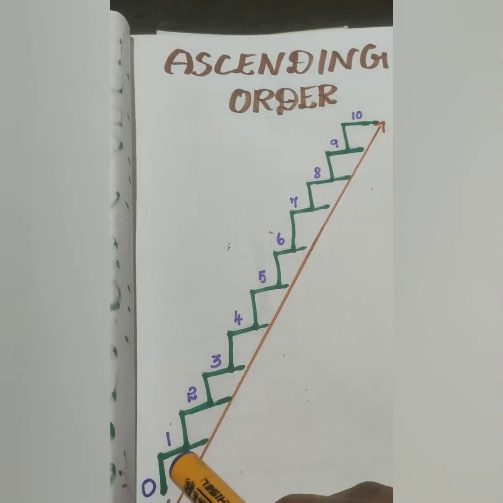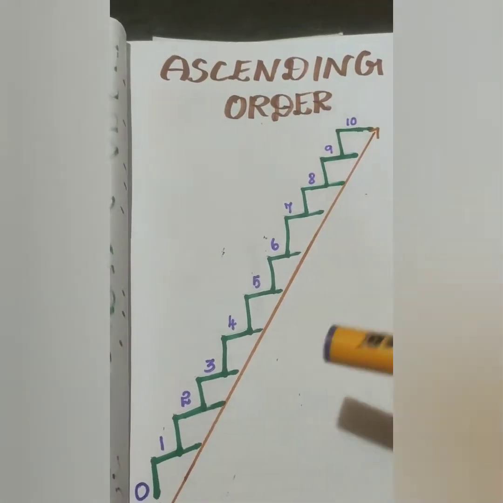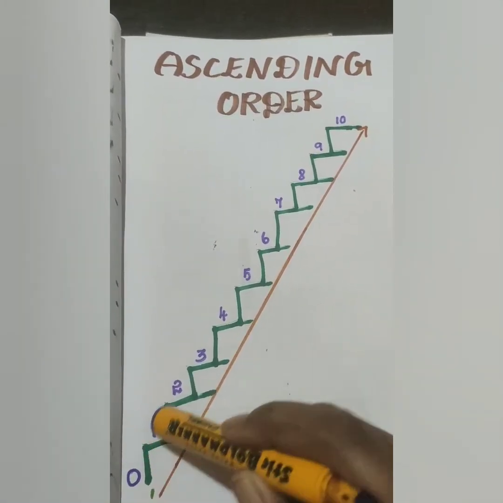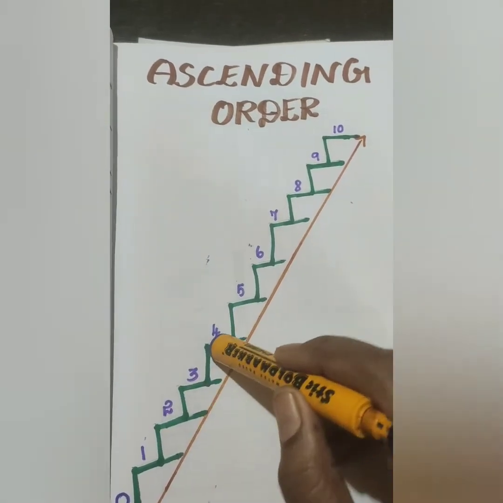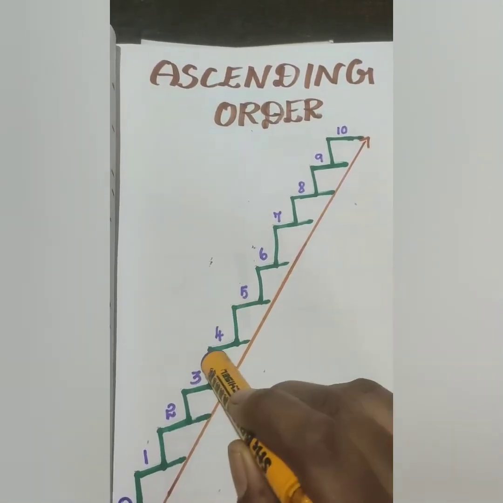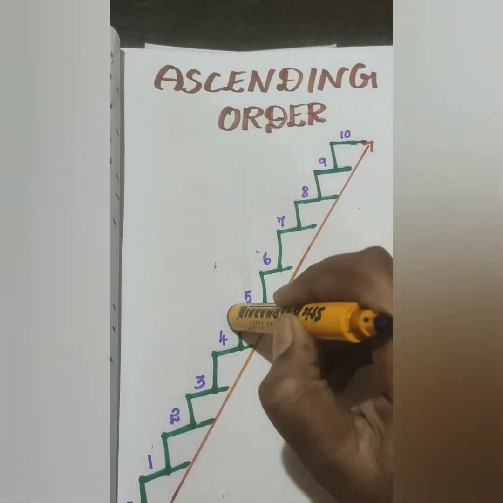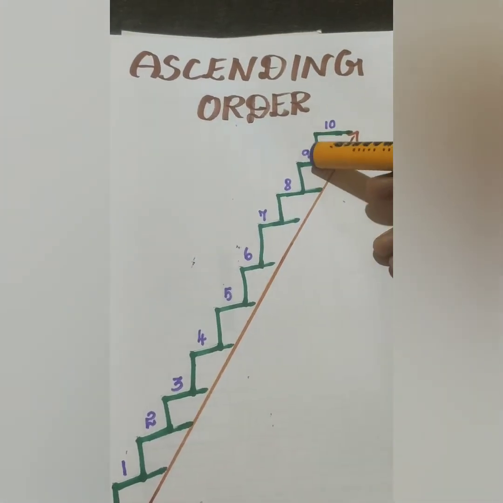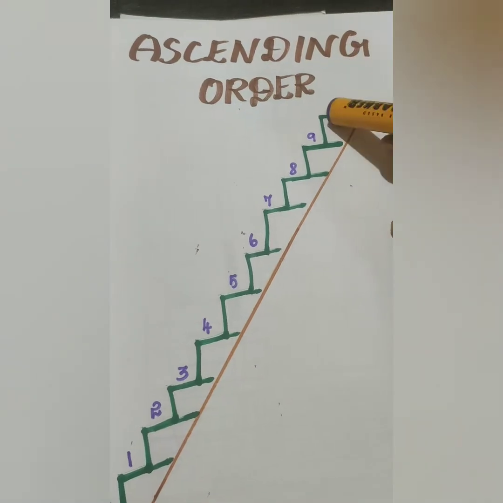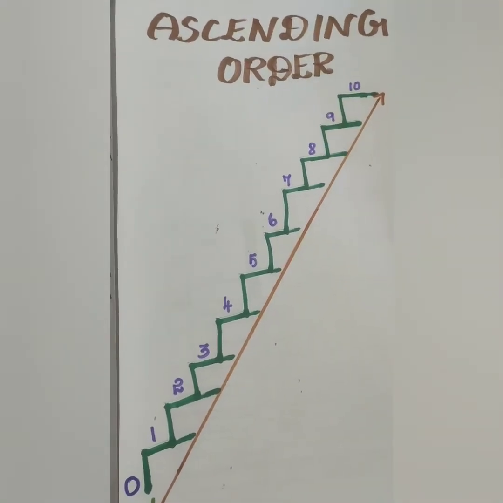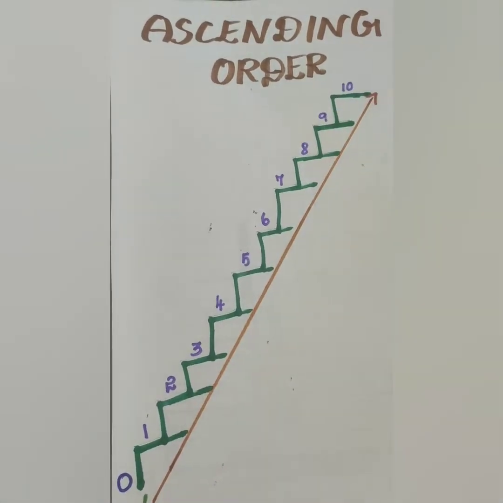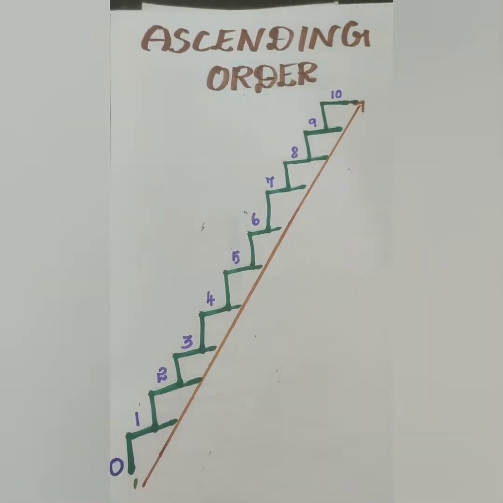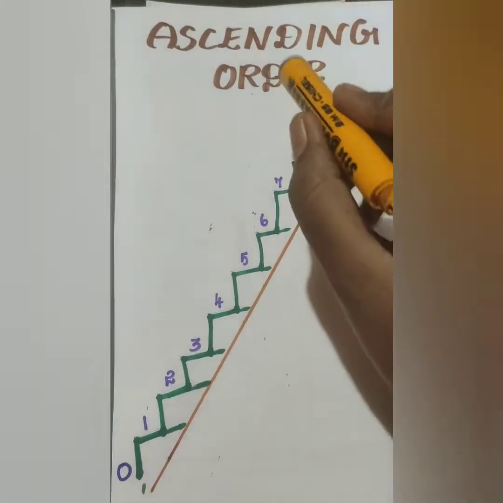Okay, children? So 0 is smaller than 1. So how can we say for the ascending order? The 1 is bigger than 0. The 2 is bigger than 1. The 3 is bigger than 2. The 4 is bigger than 3. The 5 is bigger than 4. The 6 is bigger than 5. The 7 is bigger than 6. The 8 is bigger than 7. The 9 is bigger than 8. And the last one, the 10 is bigger than 9. This is very easy, children. So whoever is climbing up the steps, you have to cross the value from smaller to bigger. So this is the order we are going to arrange in the ascending order.